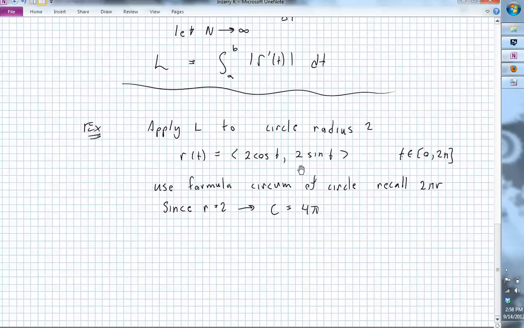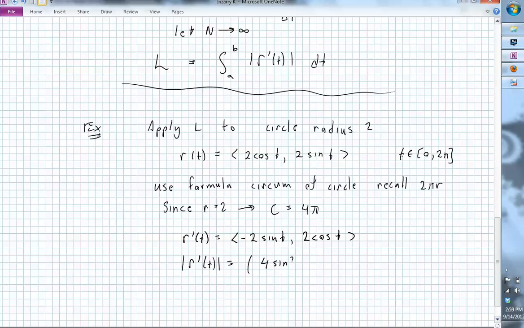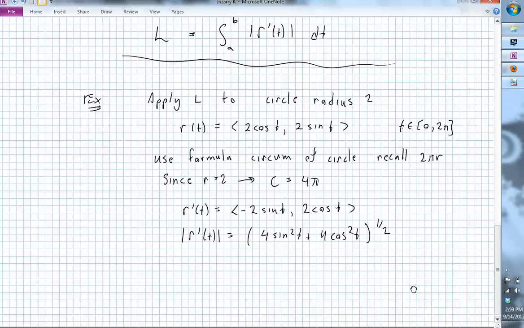You need to fill in all the pieces. So to start with, we need r prime of t, which is simply minus 2 sine t, 2 cosine t. And now we need the magnitude of r prime of t, which is the square root of 4 sine squared t plus 4 cosine squared t. That's simply the square root of 4, which is 2. Everybody follow that calculation?